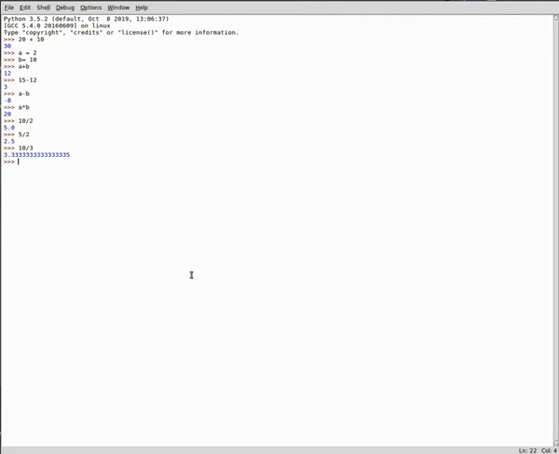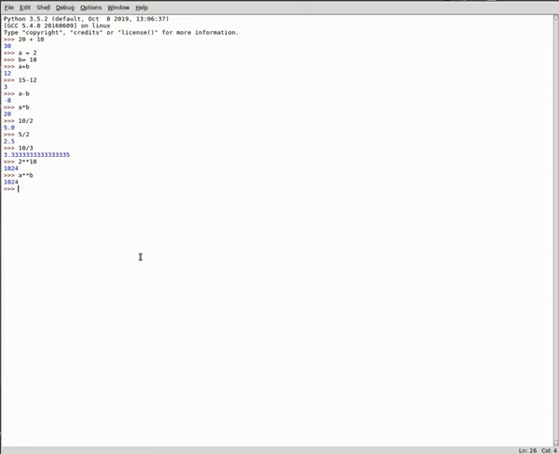Then the next operation is the exponent. If I want to raise, for example, 2 to the power of 10, I use 2 stars. So a to the power of b is a, 2 stars, b.